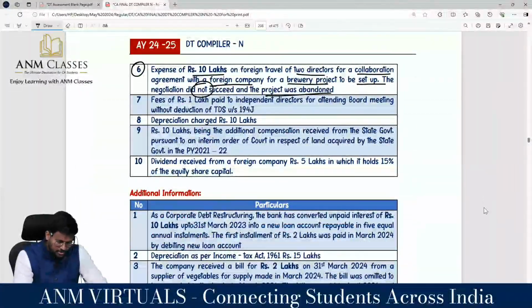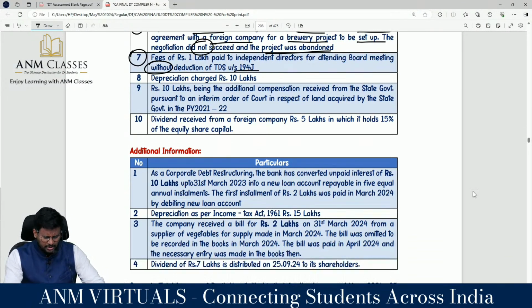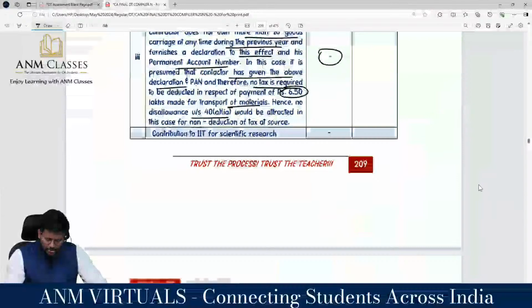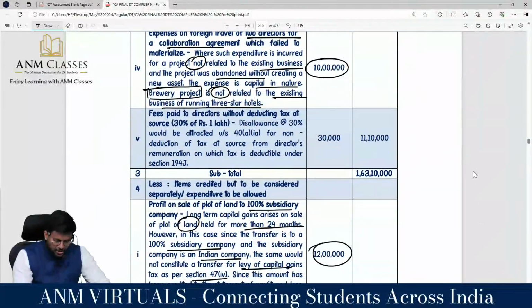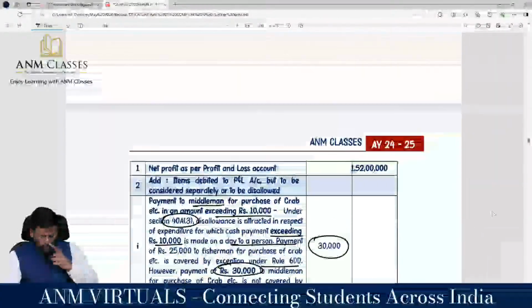I'm coming to point number 7. Fees of rupees 1 lakh paid to an independent director for attending board meetings without deduction of TDS under 194J. 30% will be disallowed, 30,000 will be added back. Appreciate it. Fees paid to director without deducting tax at source: 30% of 1 lakh. Disallowance at 30% would be attracted under section 40A subsection 1A for non-deduction of tax at source from director's remuneration on which tax is deductible under 194J. 30,000 rupees is the amount.